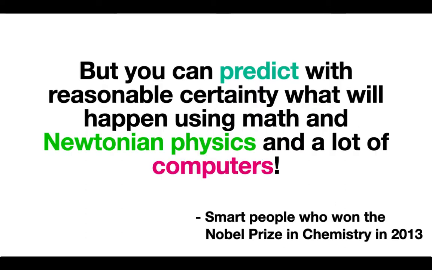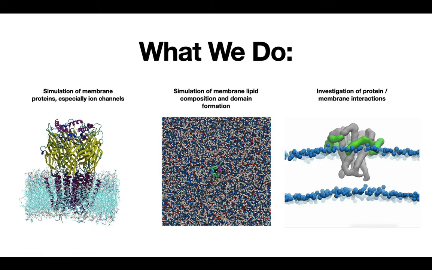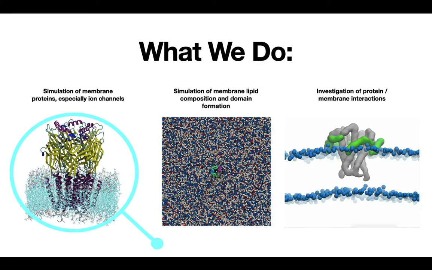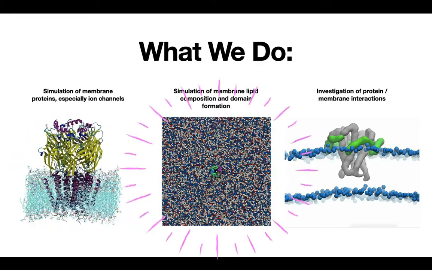It's just not possible. And so while an experimental physicist may go off to try and design the next electron microscope, a computational physicist would say, well, you can't see what's happening, but you can predict with reasonable certainty what will happen by using some math, some Newtonian physics, and a lot of computers. So what we do is something called molecular dynamic simulations. We use it to simulate membrane proteins, especially ion channels. We simulate membrane lipid compositions and domain formation.